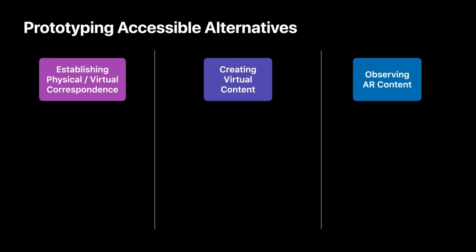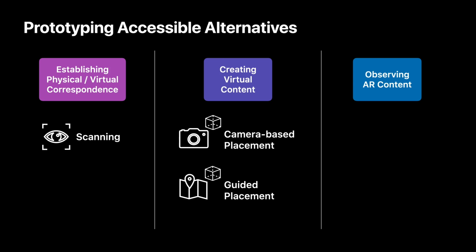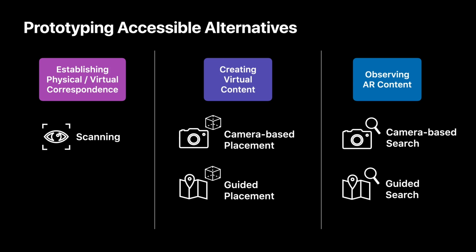We then prototyped non-visual alternatives for 3 of the most common tasks identified in our analysis: 1 for scanning the environment, 2 for placing content on a surface in the scene, and 2 methods for finding the location of virtual content in the scene. Next, I'll describe how each of these worked.